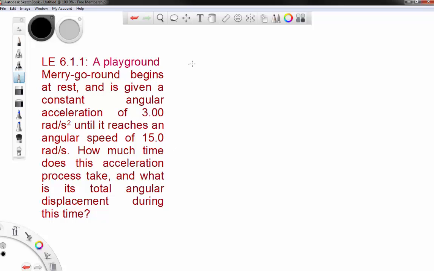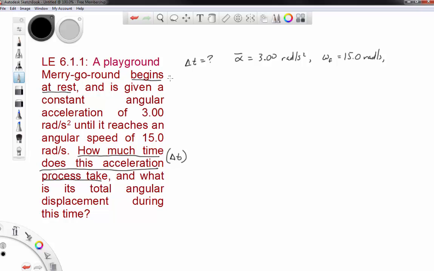All right, the first thing that we want to do is solve for the amount of time that this is going to take, because that's the first question that we're asking. How much time does this acceleration process take? We're going to label that delta t. We're given that the average angular acceleration is 3.00 radians per second squared. We're given that the final angular speed is 15.0 radians per second. And we're told that this thing is initially at rest, so omega naught is 0 radians per second.